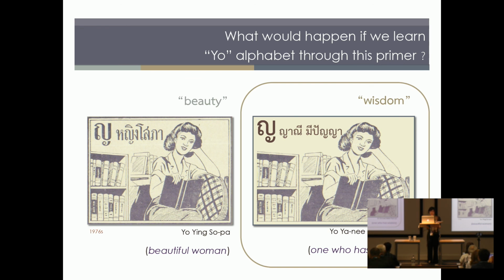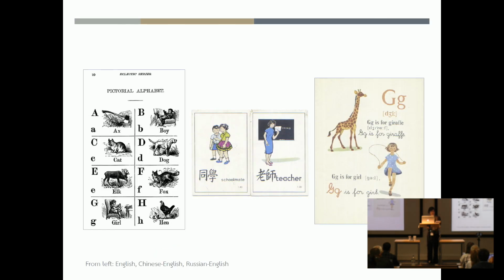In achieving the objective of this study, we hope to extend the field of gender-related issues in design research, and hopefully in the global community, we can eliminate any fixed meaning or stereotypes relating to gender from all alphabet learning.